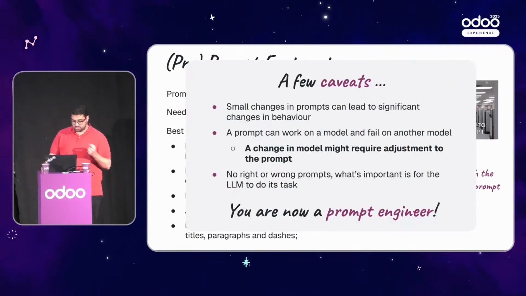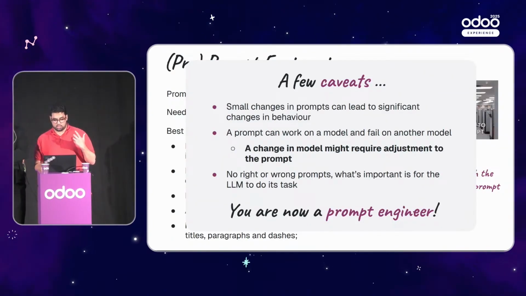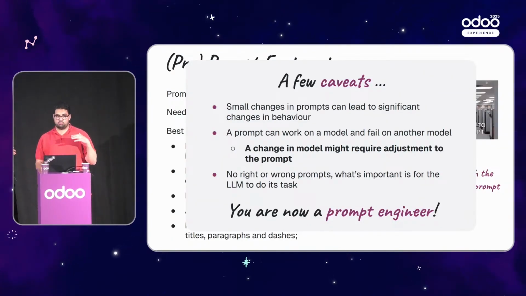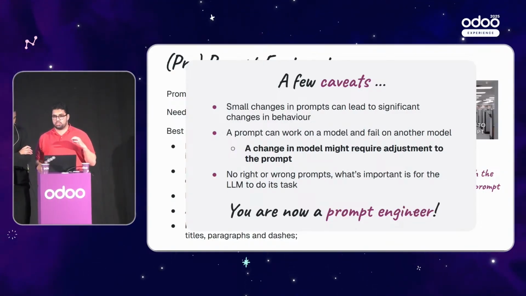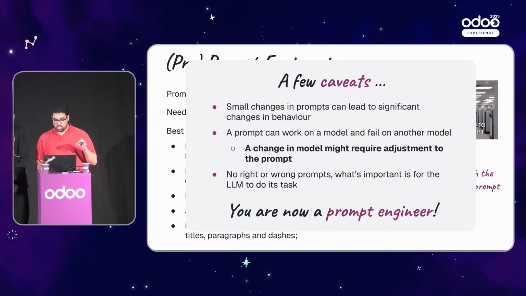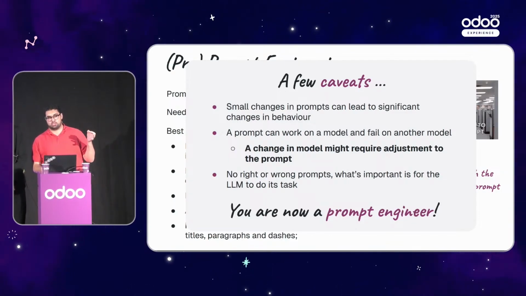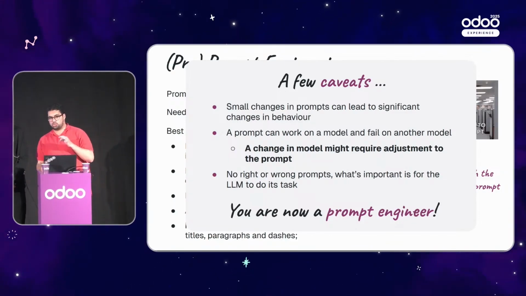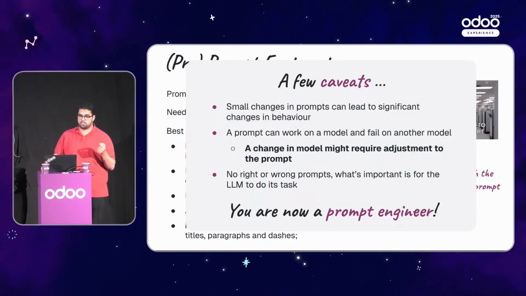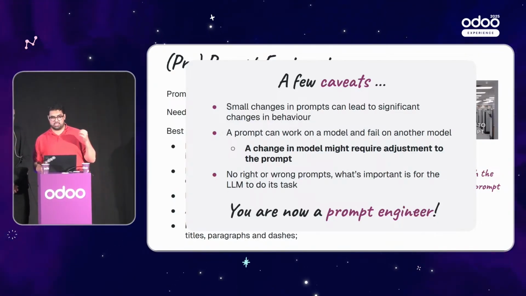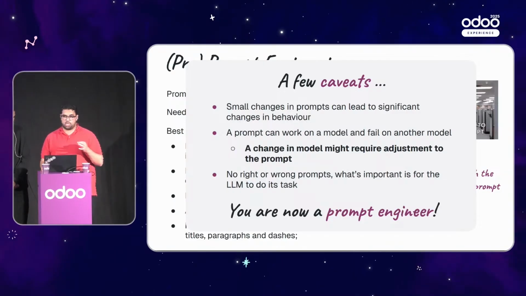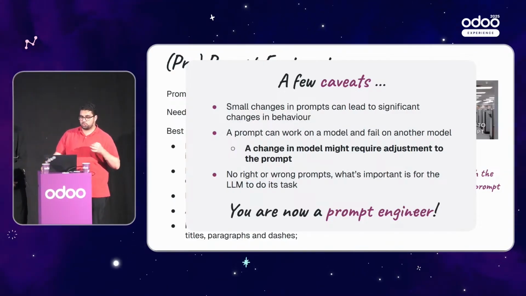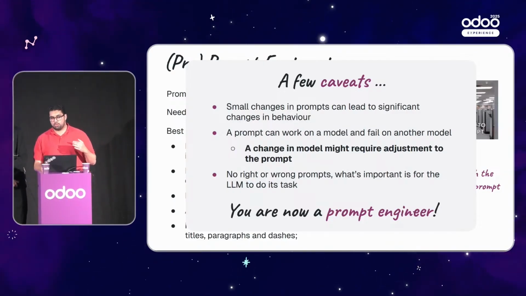There are a few caveats: small changes in prompts can lead to larger changes in the results. So you need to be precise exactly on what you need the AI to do. And different prompts work with different models. So you cannot expect that a prompt that you give to one model will work the same exact way with another model. OpenAI is not the same as Gemini. So there is differentiation, and there are no right and wrong system prompts. You just need to tell it exactly what you want it to do and be precise.